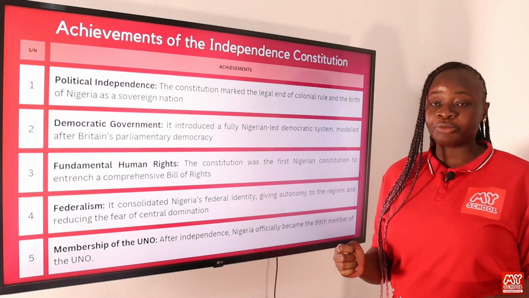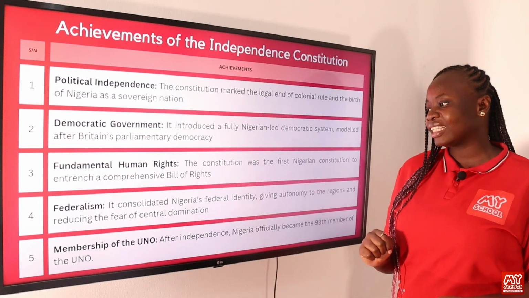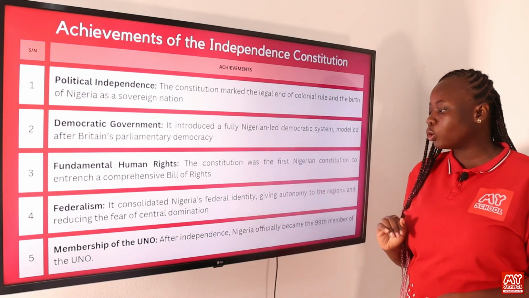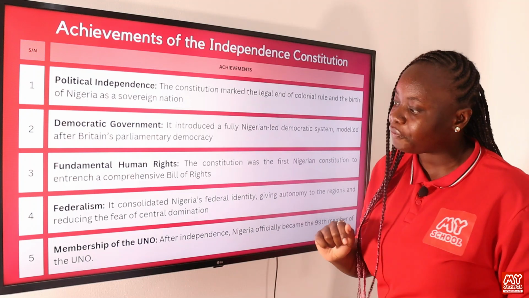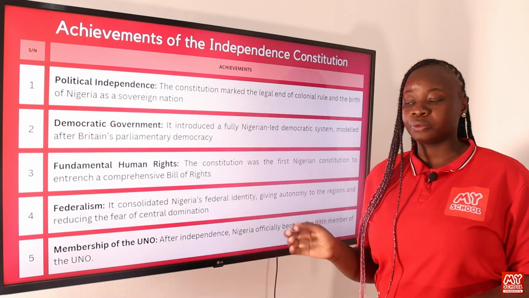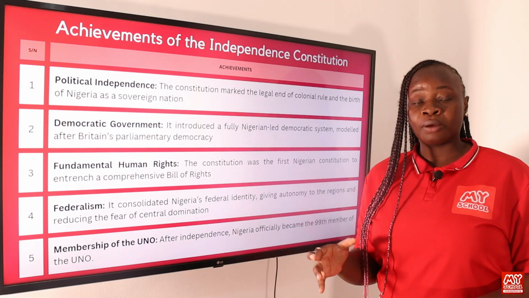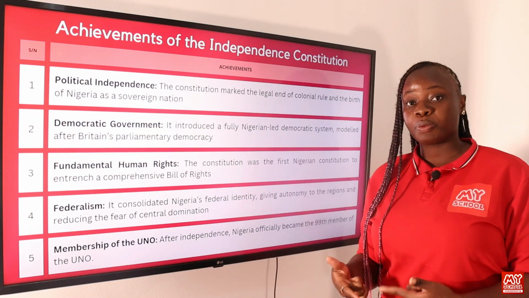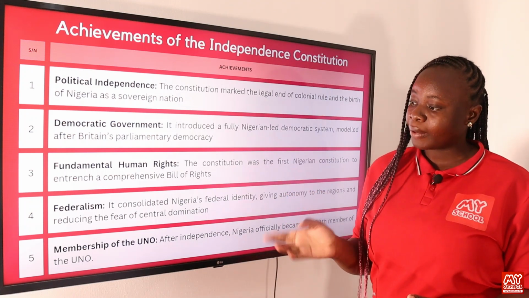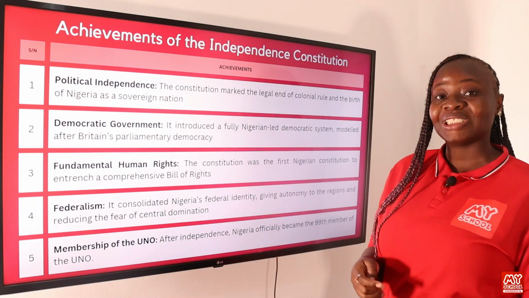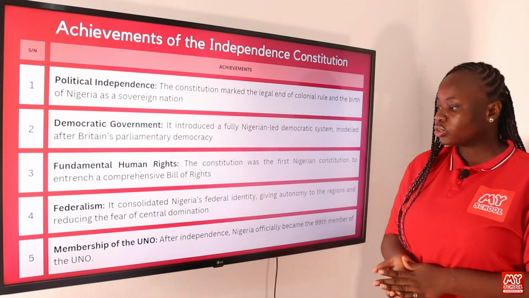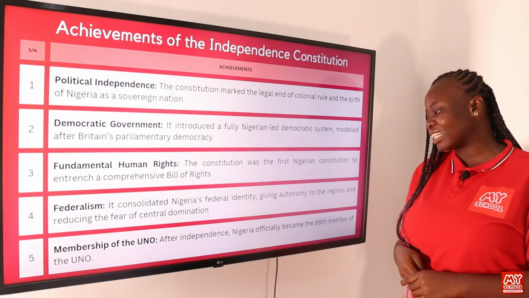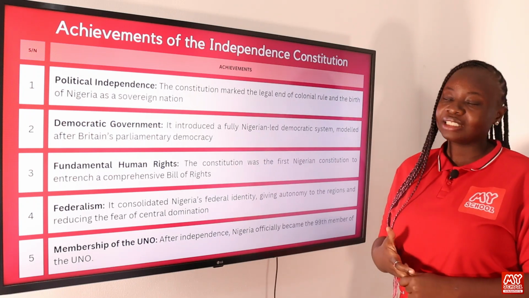So another achievement is federalism. It consolidated Nigeria's federal identity, giving autonomy to the regions and reducing the fear of central domination. So federalism continued to be practiced in the Nigerian society at that time. And that achievement is membership of the United Nations organization. So after independence, Nigeria officially became the 99th member of the United Nations.